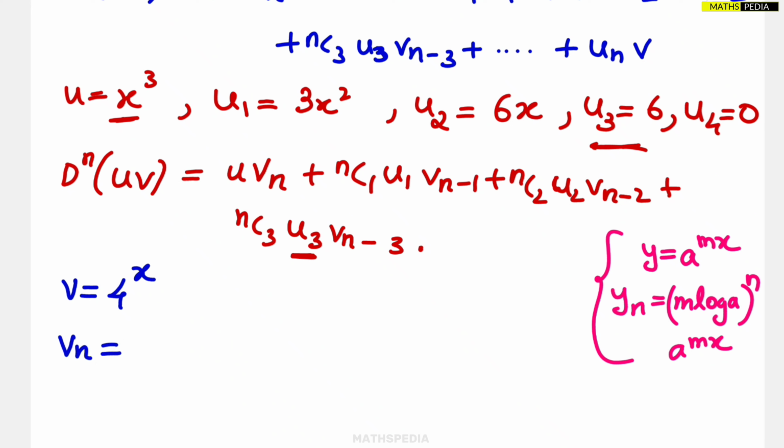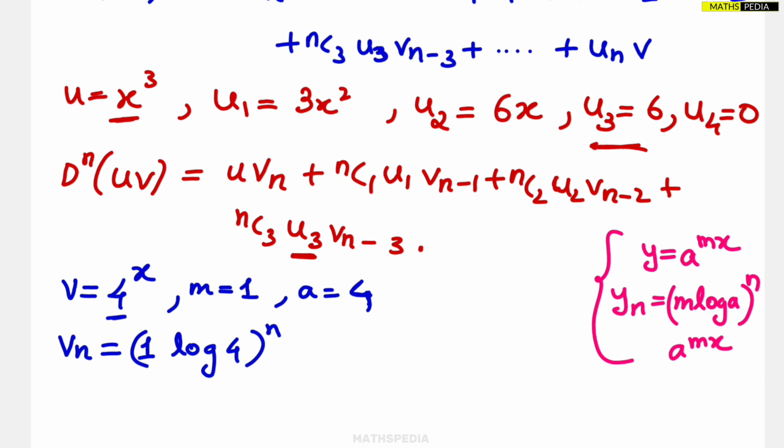So nth derivative of this thing will be, a is what, 4, m is what, see here. So I'll write just m is equal to 1, coefficient of x, and a is 4. Now we apply the formula: m into log a to the power n into a power mx, that means 4 power x. That basically means log 4 power n into 4 power x. This is what we got.